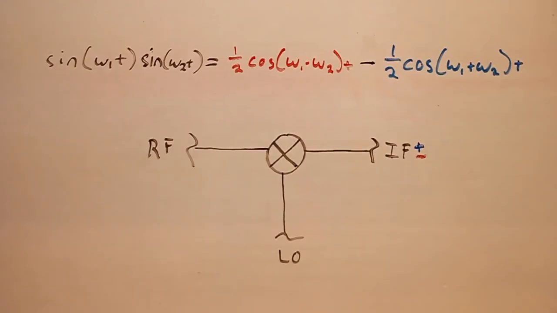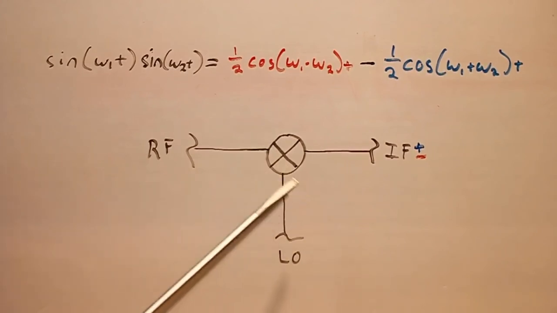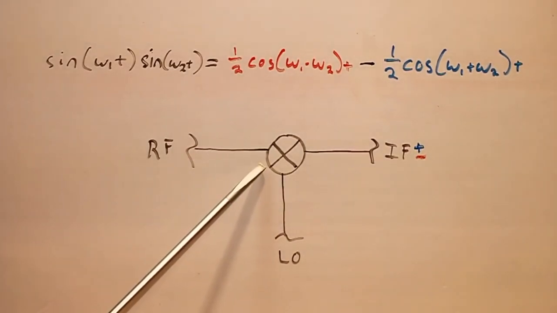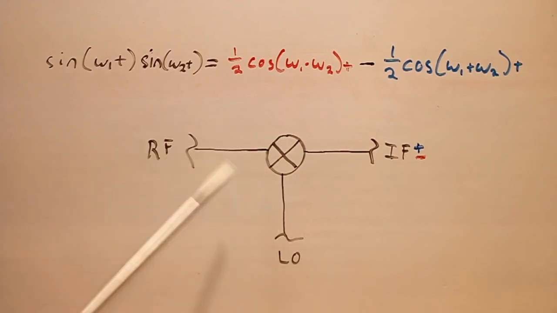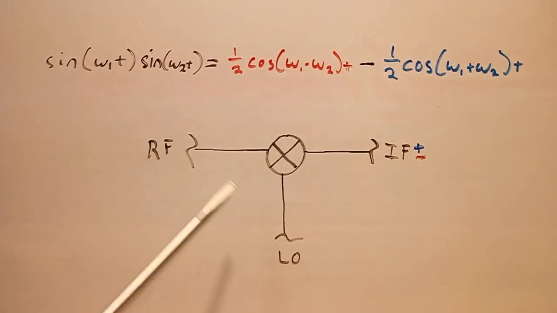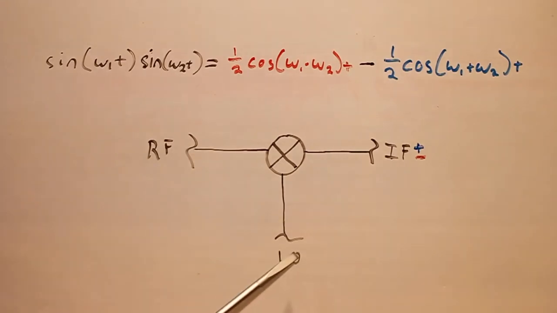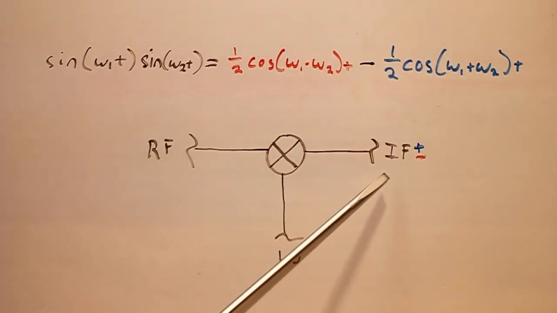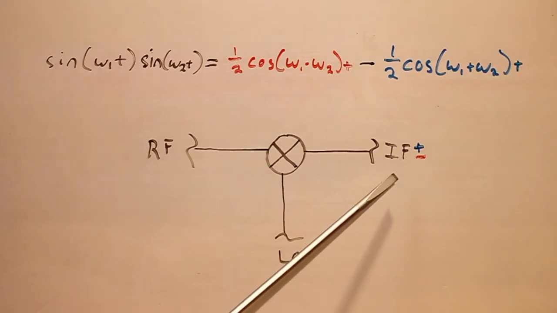Now, before we talk about quadrature mixers, it's probably a good idea to do a quick review on what a mixer is and how it works. In RF, when we talk about a mixer, we're usually talking about a multiplying mixer. That takes two inputs at some frequency, an RF frequency and a local oscillator frequency, multiplies those two sine waves, and outputs the result of that multiplication.